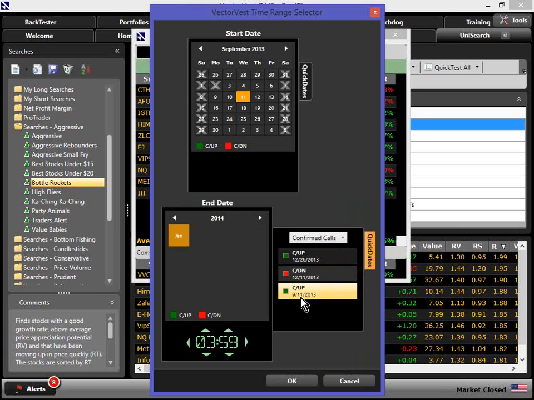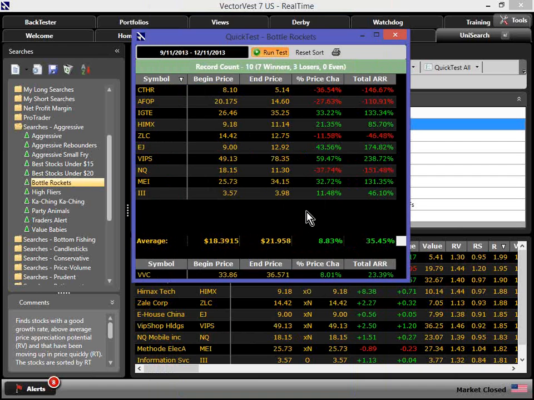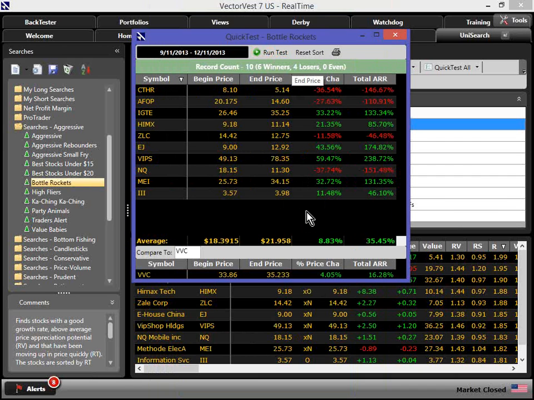September 11th was a confirmed up. I'll test them to a confirmed down, and I'm going to run this test. This is how you can test out these searches, so you're not just taking my word for it. You test them out during this market period, and you say, wow, look at this. On average, the top 10 stocks were up 8.8% compared to the market's 4%. There were 6 winners and 4 losers.